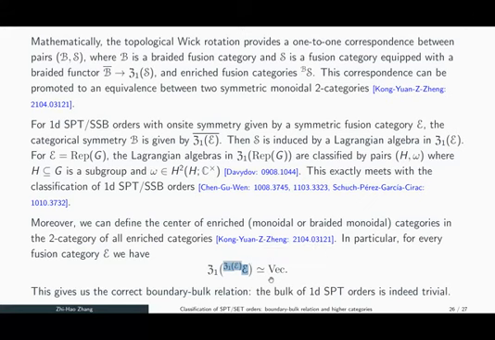This says the bulk of a 1D SPT order is trivial. So we get the trivial topological order, the trivial 2D SPT order, trivial 2D topological order. So this is the correct boundary population. So the bulk of this SPT order is indeed trivial.